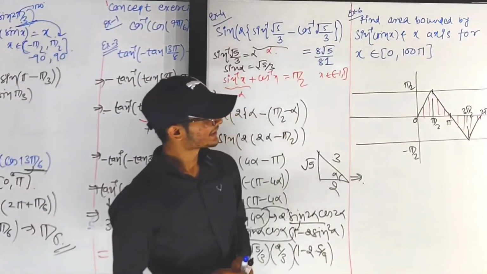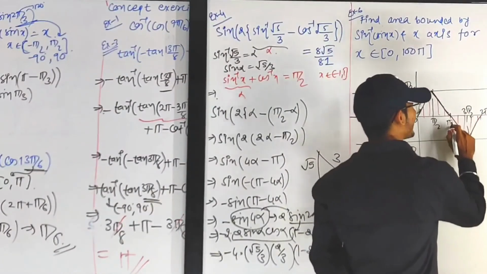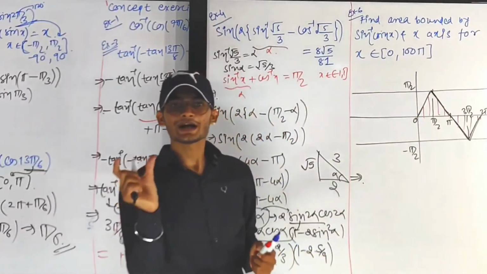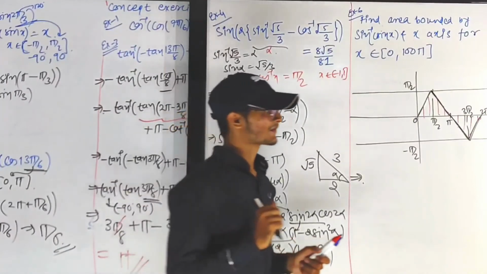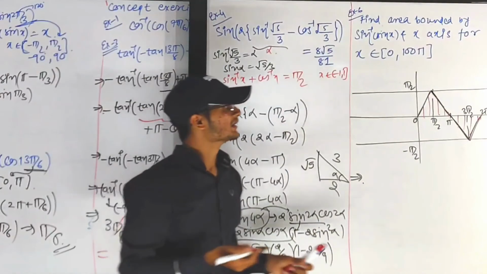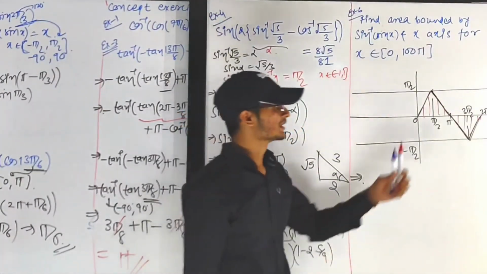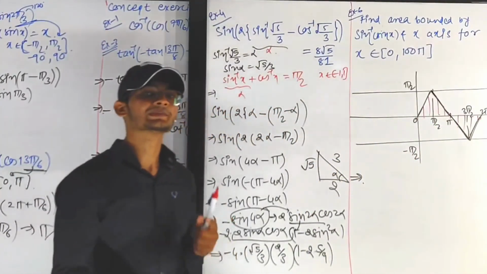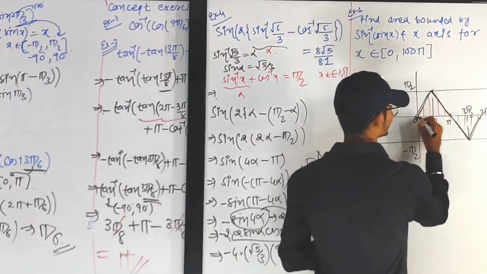So we have one observation. In 0 to pi we have one triangle. In pi to 2 pi we have another triangle. Means in every pi interval we have one triangle. So in 100 pi we have 100 triangles, and all the triangles have the same area. So first we calculate the area of any one triangle and multiply by 100. So first we calculate the area of this one.